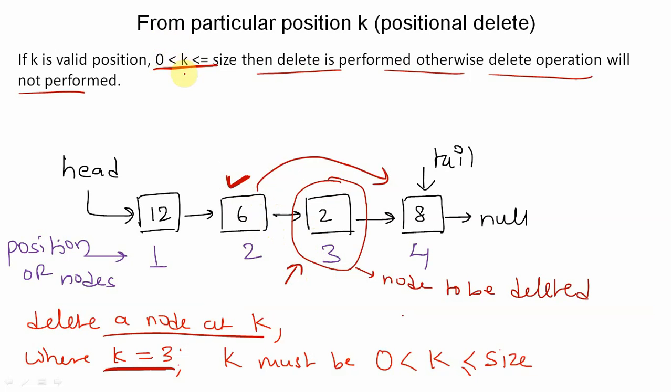So guys, this is all about the delete operation. Now we'll look into the operation of traversing. Okay, what is traversing? Traversing means visiting each node of the linked list starting from head to last node. What we have to do? We have to start from head and reach each node from head to last node.